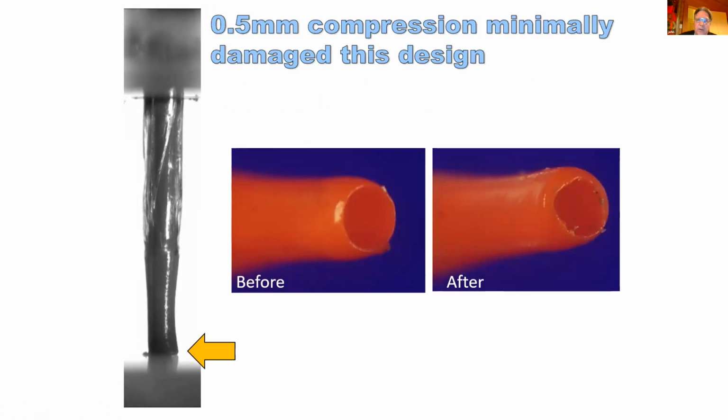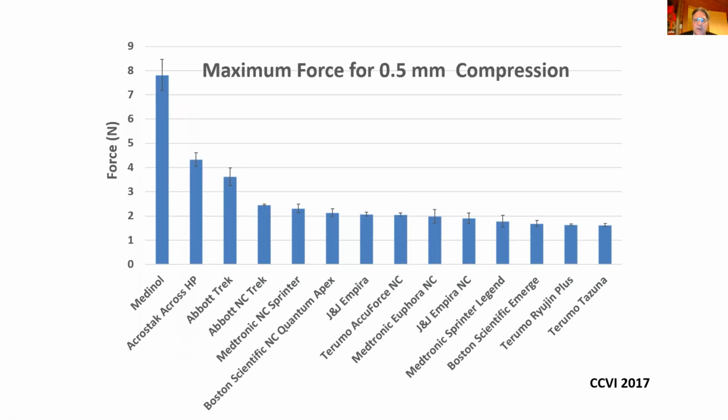And here we have another design, and in this design, there was only minimal damage after compression, 5 millimeters, 0.5 millimeters. Now we looked at the maximum force for 0.5 millimeters compression in a whole bunch of different designs, from the Metanol, which has a spring metal reinforcing in the tip, down to the Terumo catheters. And many required relatively low force, but the Trek and the Metanol required a lot more force to be shortened.